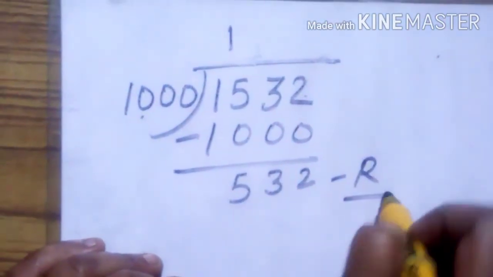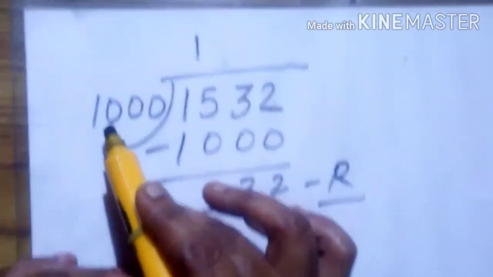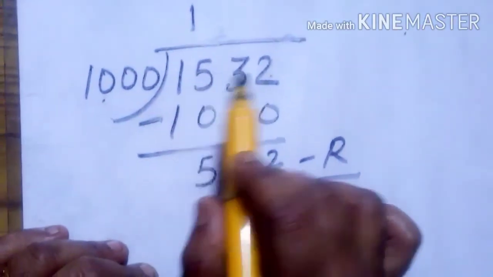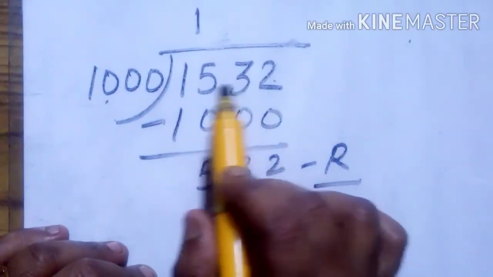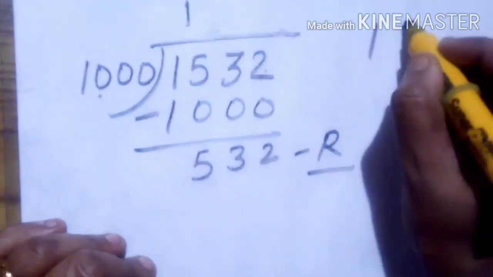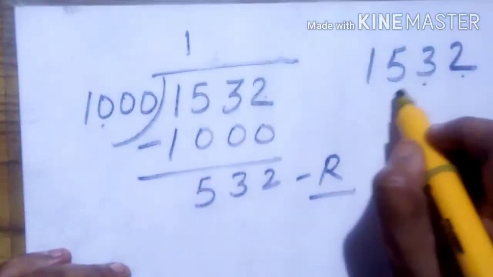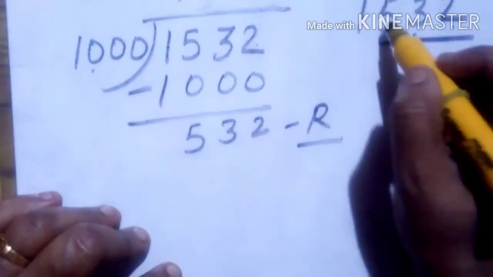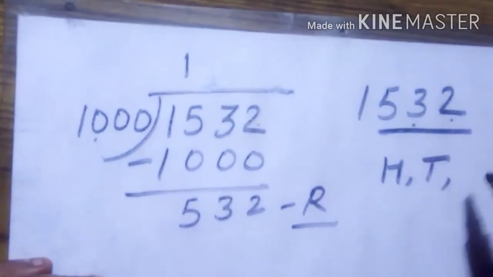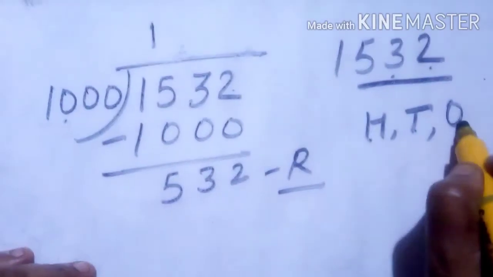It is the remainder. So whenever you divide any number by 1000, the remainder will be the hundreds, tens and ones. That is, suppose now it is 1532, then its ones, tens and hundreds, these 3 digits, that is hundreds, tens and ones, will be the remainder.